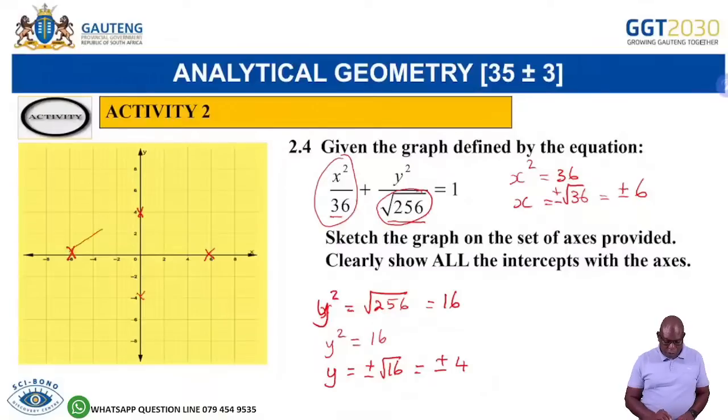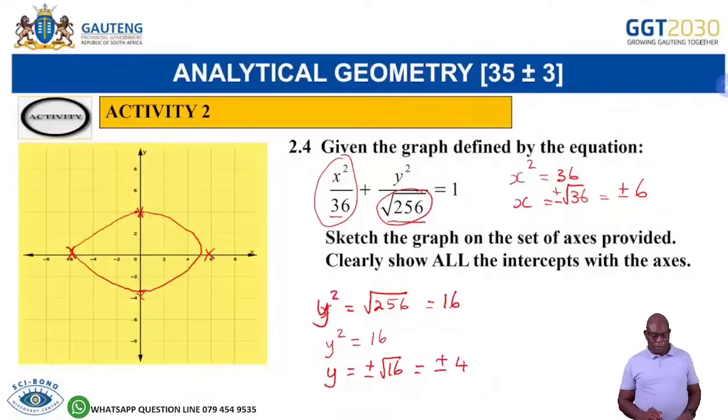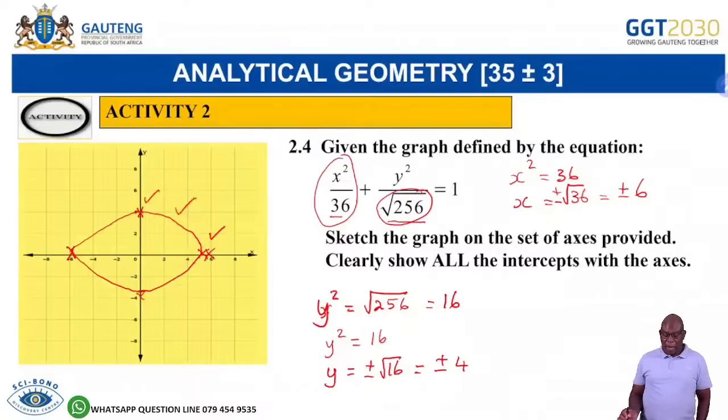Then I just join these lines nicely, without using a ruler. Then I'll have my ellipse. Then I'll get 1 mark for the points here for the x and the y. One mark for the y, 1 mark for the x, and then 1 mark for the shape, which is 3 marks. In this case, 3 marks is the easiest 3 marks that you can get in the whole paper.